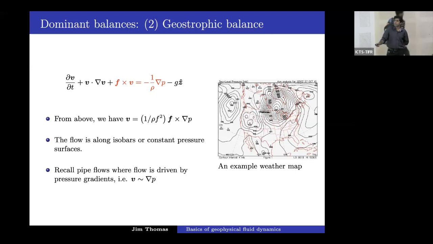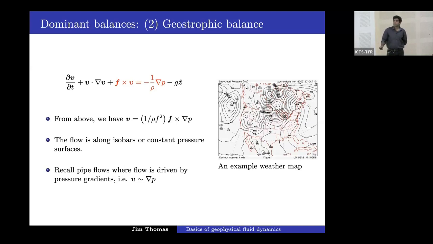So here's an example weather map. This is plotting contours of constant pressure. Pressure equal to constant lines, or isobars, are plotted here. And when you look at the large scale atmosphere and the ocean, the flow is along these isobars. This is a feature of geostrophic balance, and this is very particular to rotating stratified flows like the atmosphere and the ocean.